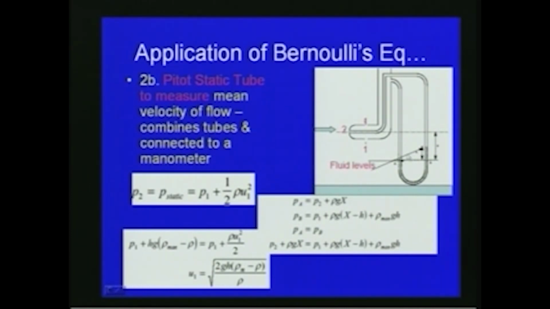So PA is equal to P2 plus rho g x, and PB is equal to the pressure at section B. Here at particular location B, PB is equal to P1, with respect to the fluid pressure at this section 1, 1, P1 plus rho g into x minus h. So this difference, rho g into x minus h, plus the density of the manometer liquid into g into h. So this is h, so rho g into h.